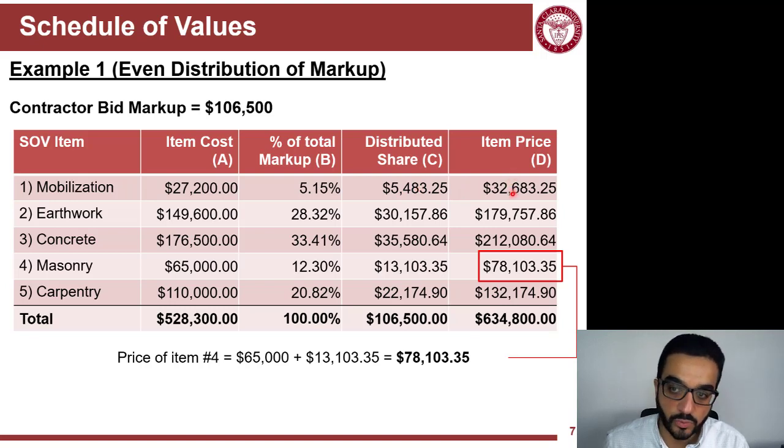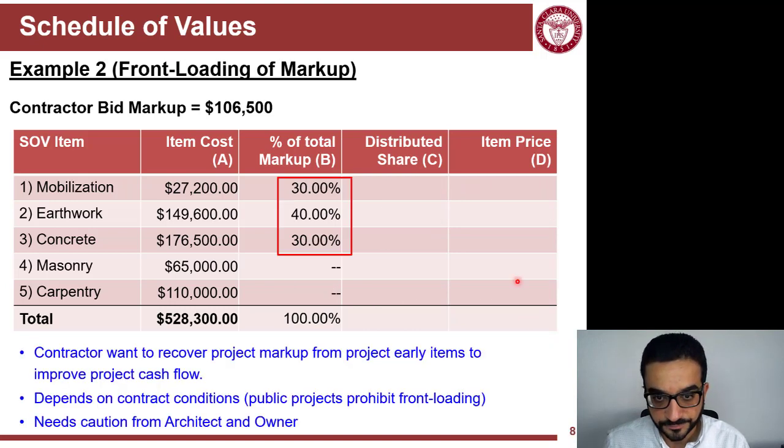You end up now with the schedule of values. This is the schedule of values. And then you add up everything. This is now 634,800, the total price of the contract.